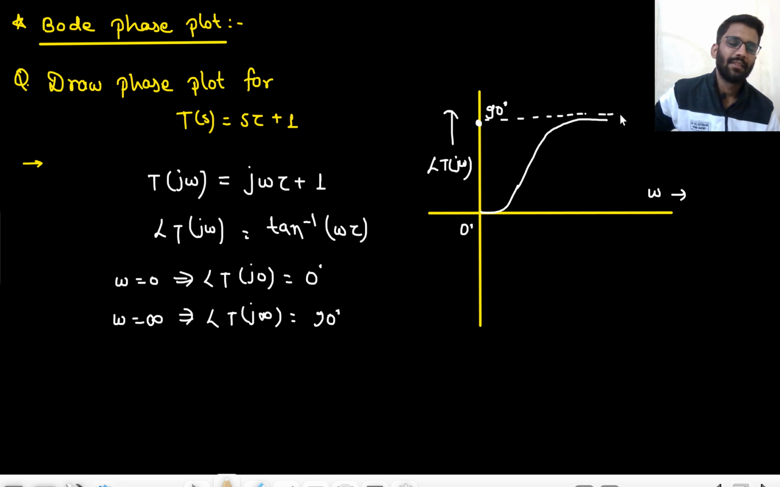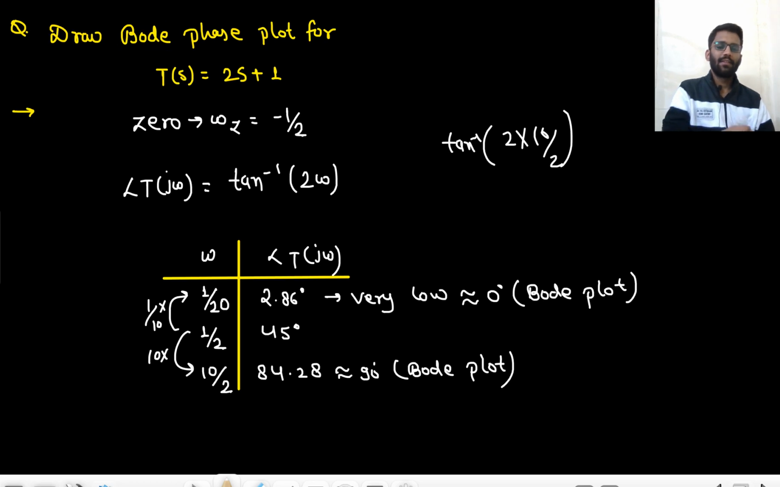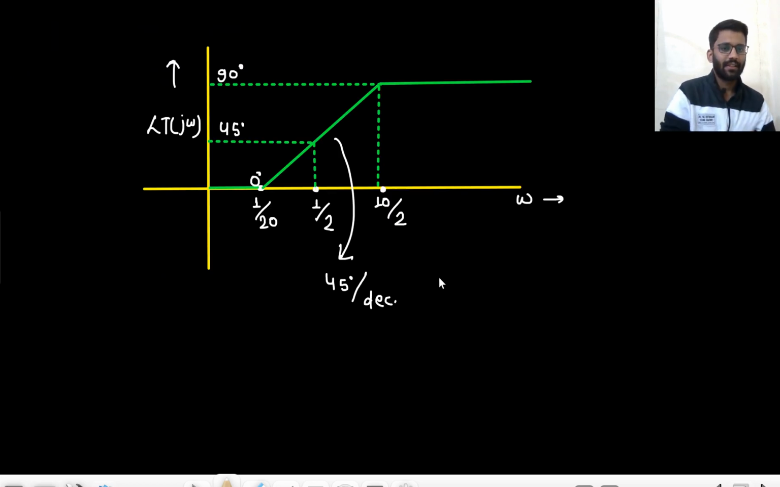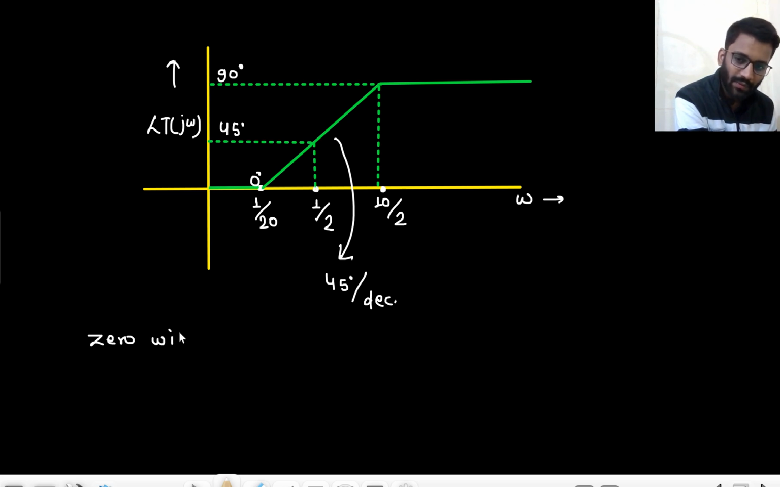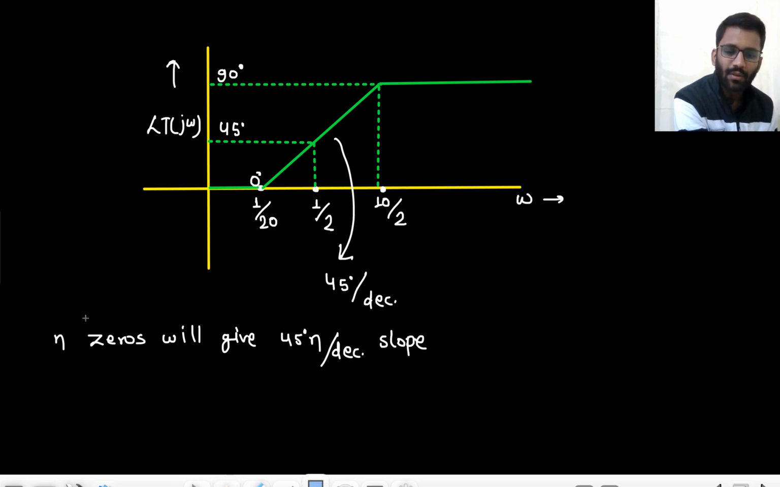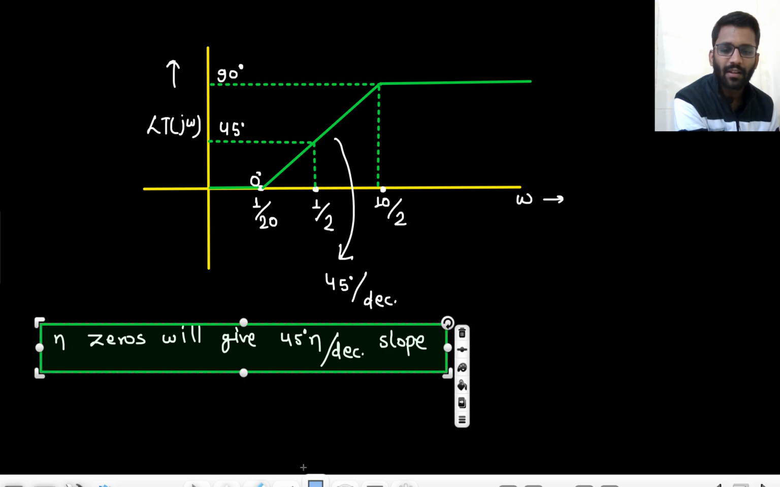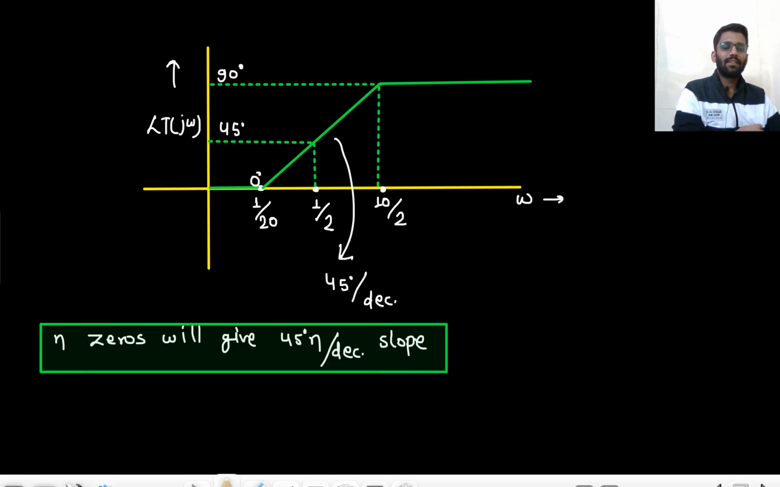Okay, so it should increase like this. And the maximum value it can get is plus 90. Similarly, the maximum value it can get is plus 90. So what you will do, first you will find the location of pole or 0. N zeros will give you 45 degree n per decade slope, and similarly n poles will give you minus 45 degree n per decade slope.